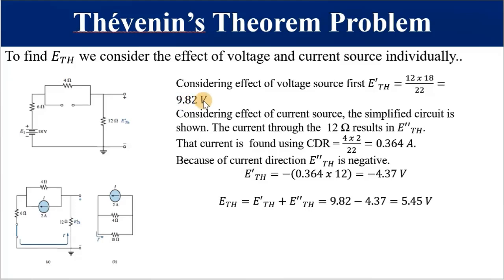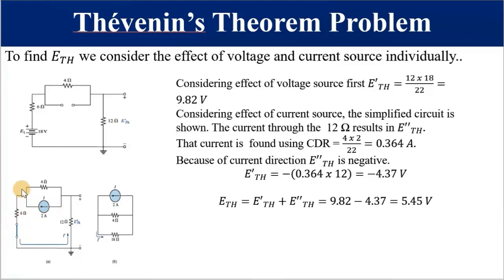We now want to consider the effect of the current source, which means that we are going to replace the E1 voltage source with a short circuit, and we have done this, this is the short circuit. And the E prime Thevenin is the voltage across the 12 ohm resistor, with the voltage source replaced by a short circuit. So this current is proceeding in this direction.